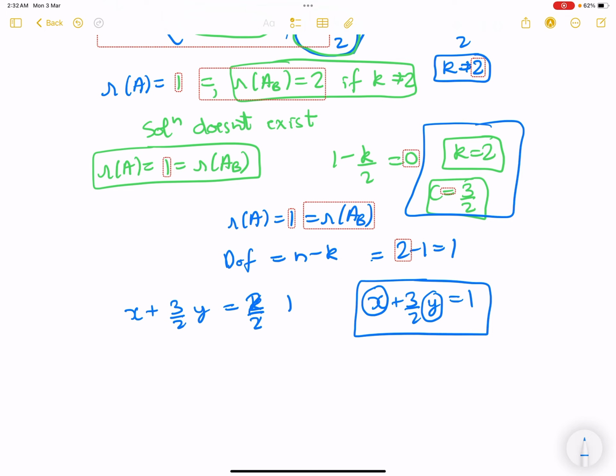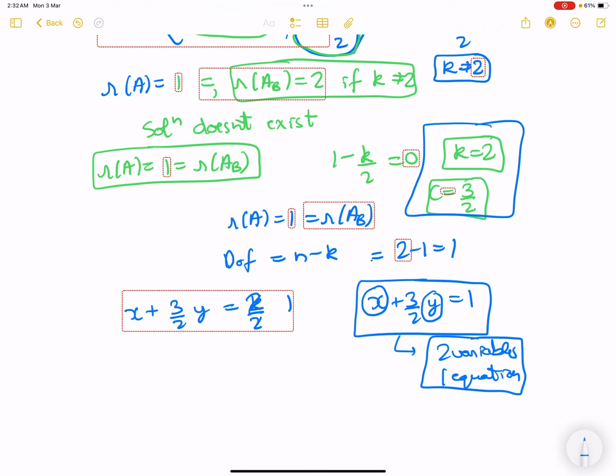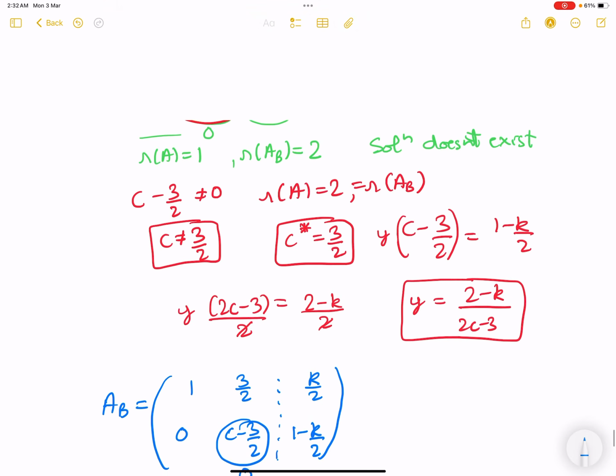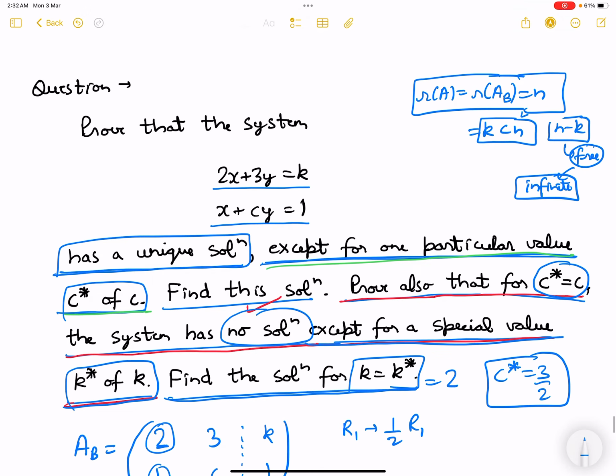Since, very logically, there are two variables and only one equation, in this case you will have infinite solutions. So in this particular case, when this happens, you will have a solution. So this k star was 2, this c star is 3 by 2. Okay, you can expect these types of questions coming in the exam.